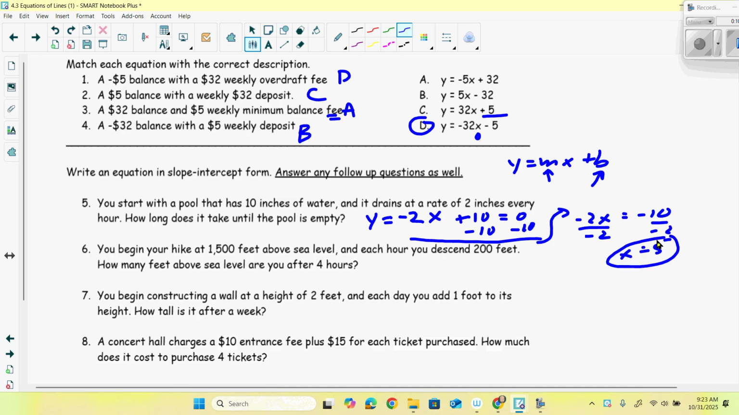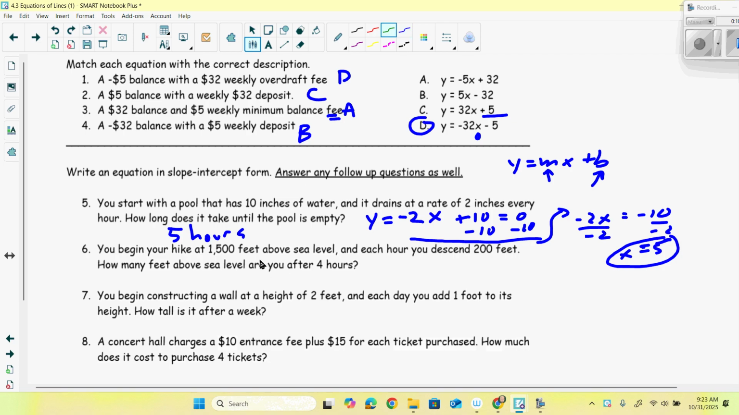So when I found a real world answer that didn't make sense, it caused me to look at my equation and find out I set it up wrong. So the question, how long does it take until the pool is empty? 5, and in this case, the units are hours. Swing down to this next one.